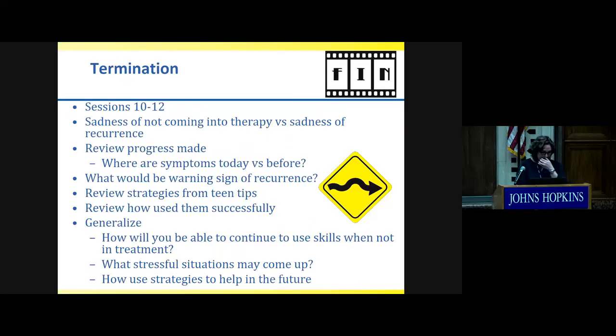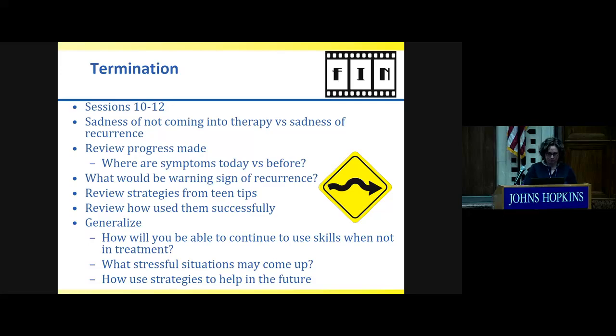So termination is the end, the sadness of not coming into therapy versus the sadness of recurrence. How did your symptoms progress over time? What were they like at the beginning? What are they now? What are your warning signs of recurrence? What teen tips worked? How in the future, if you might have a stressful interpersonal interaction, can you use those skills?